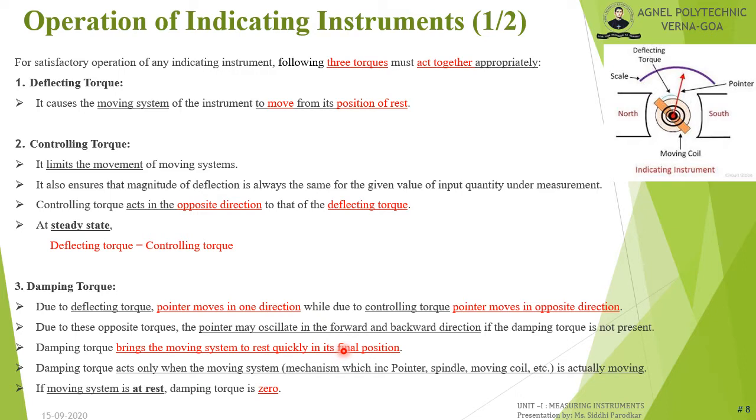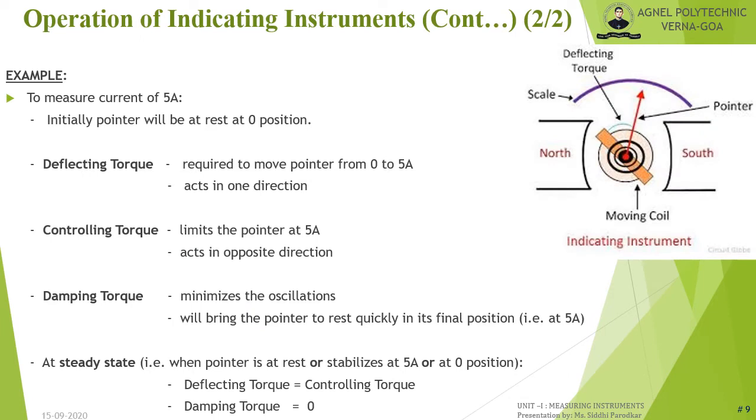Damping torque acts only when the moving system, that is the pointer attached to the spindle and the moving coil, is actually moving. If the moving system, that is the pointer, is at rest, damping torque is equal to 0. This is the same example, that is to measure the current of 5 amperes using an ammeter. Initially the pointer will be at rest, that is at 0 position.